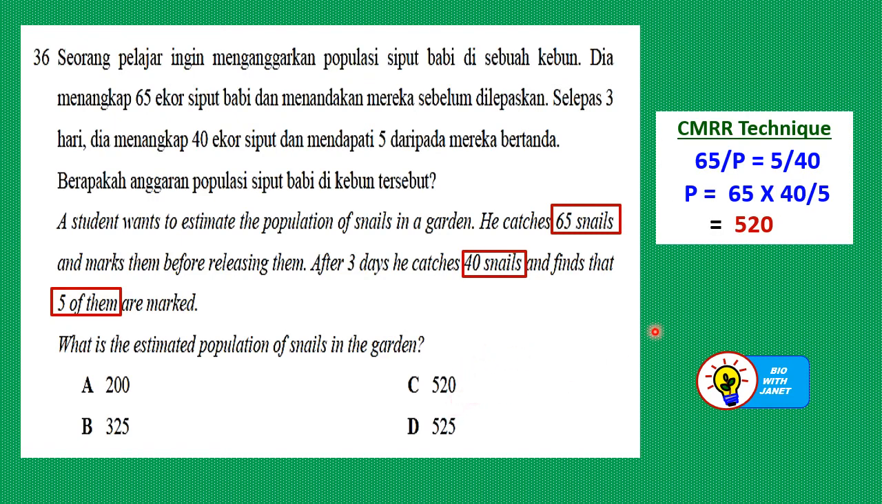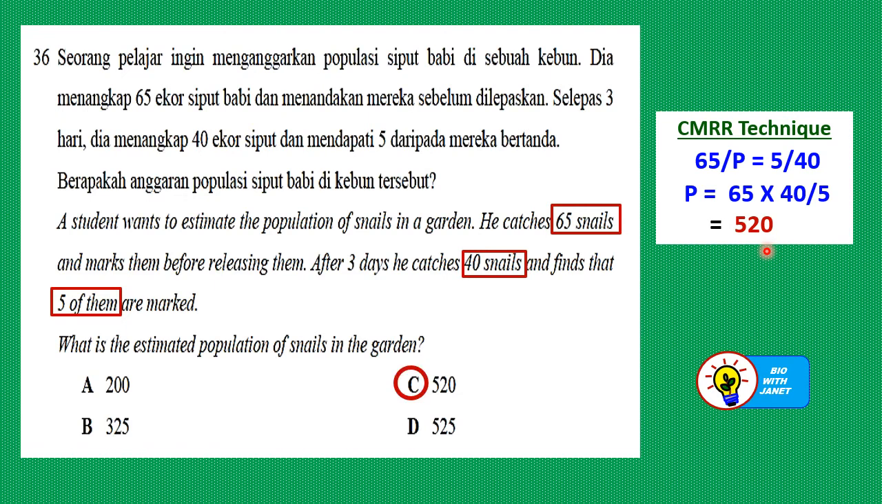520. That is, population size equals 65, the number of snails in the first capture, multiplied by 40, that's the number of snails in the second capture, and then the whole thing divided by 5. 5 are marked. That means the number of snails that are marked in the second capture is 5. So divided by 5. So you get 520, right?